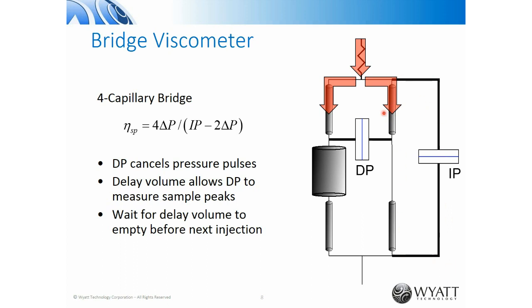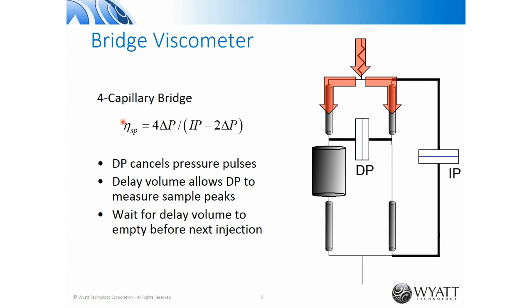And the nice thing about the bridge geometry is if there's pump pulses, the pump pulses on the left side of the bridge should be the same as the pump pulses on the right side of the bridge. So if you're running pure solvent or pure sample through here, then DP should read 0. And IP will effectively be measuring this as if this is a single capillary viscometer. So IP will still see the pump pulses, but DP should not.